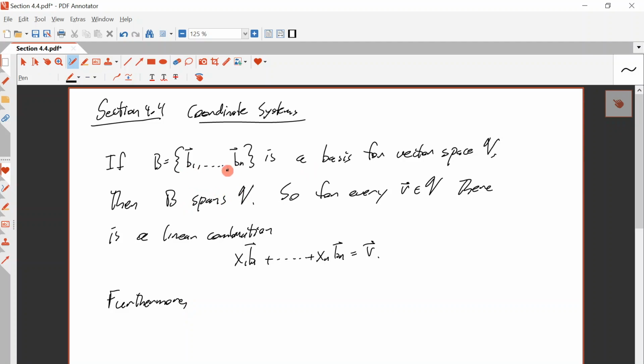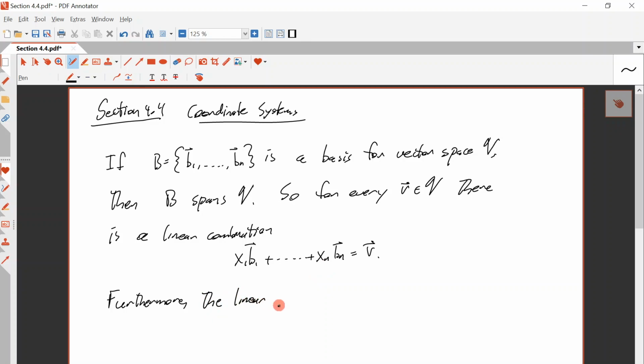Basis for that vector space means two things. One, it spans. Two, it's linearly independent. Spans means any vector in the vector space is a linear combination of those guys. So here's a linear combination. And what's good about a basis is that its linear combination is unique.